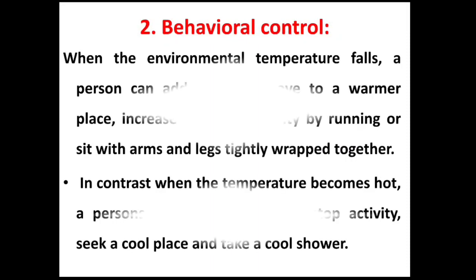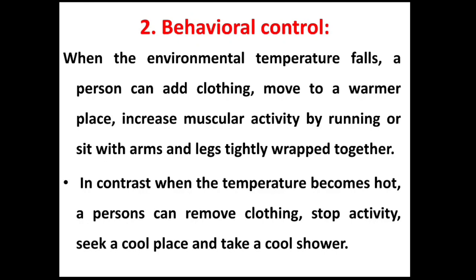So these are the physiological mechanisms, and next is the behavioral control. When the environmental temperature falls, the person will add clothing, move to a warmer place, or increase muscular activity. But if the temperature becomes hot, the person removes clothing, stops the activity, or finds a cool place. So these are the behavioral control mechanisms for regulating the temperature.